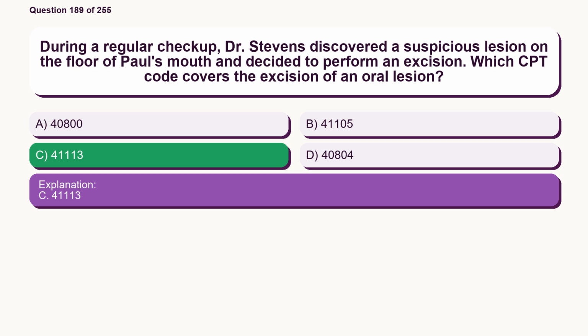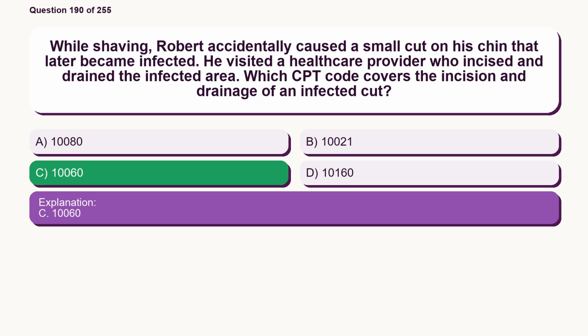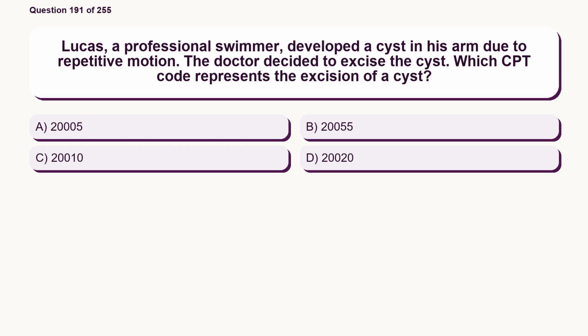41,113. Question 190. While shaving, Robert accidentally caused a small cut on his chin that later became infected. He visited a healthcare provider who incised and drained the infected area. Which CPT code covers the incision and drainage of an infected cut? Option A. 10,080. Option B. 10,021. Option C. 10,060. Option D. 10,160. The correct answer is option C. 10,060. C. 10,060.